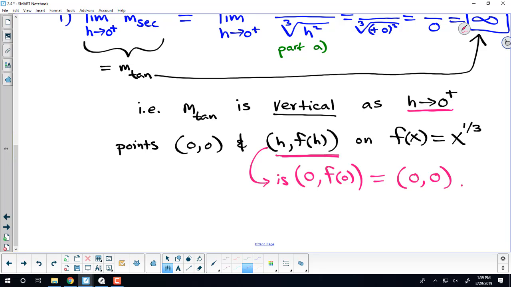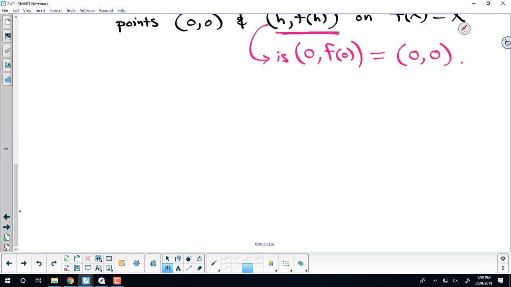Okay. So what we're saying is, since this limit is infinity, that limit of the slope of the secant line is giving us the slope of the tangent line, which means the slope of the tangent line is infinite, which means the tangent line is vertical as h approaches 0 from the right. What that actually means is we've got a vertical tangent line on the function x to the 1/3 at the point h comma f of h, which was 0, 0 as h approaches 0. So it's just saying make a straight line at 0, 0. Okay, so can we put all that together?